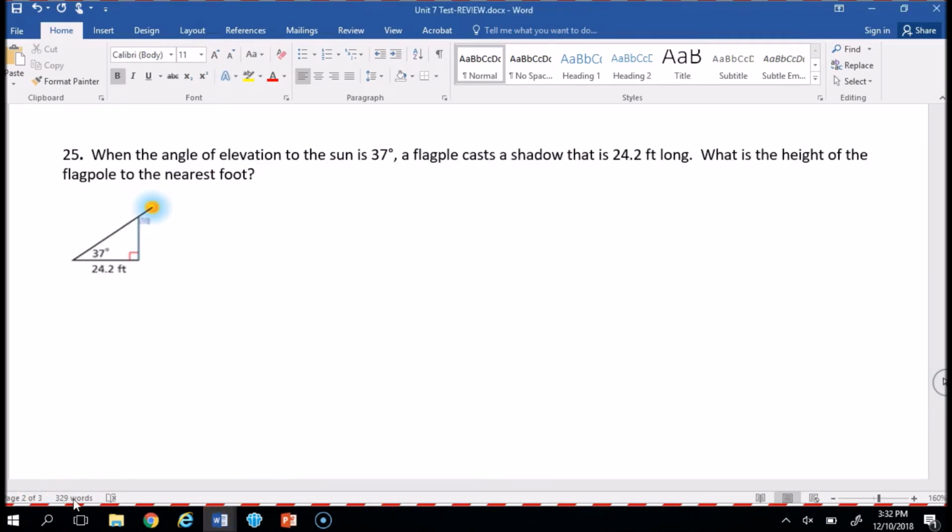So 25 says when the angle of elevation to the sun is 37 degrees, a flagpole casts a shadow of 24.2 feet long. What's the height of the flagpole to the nearest foot?